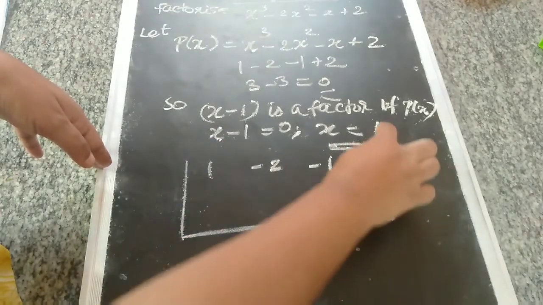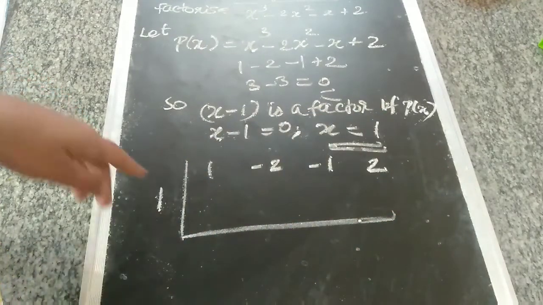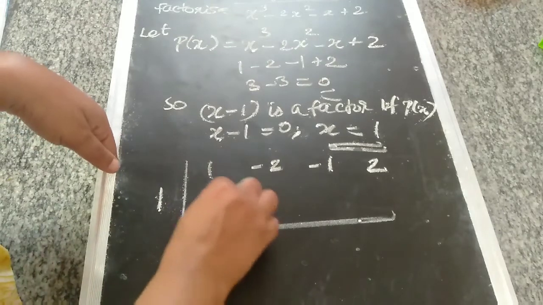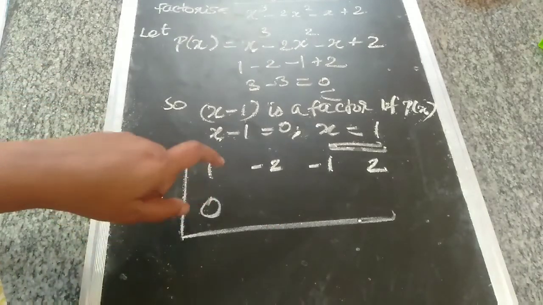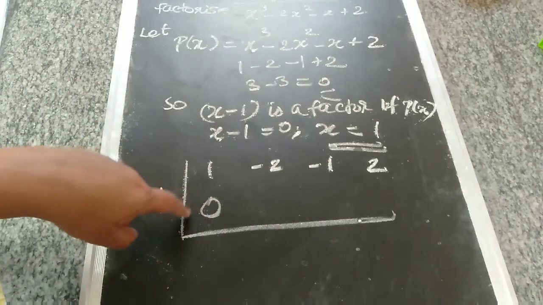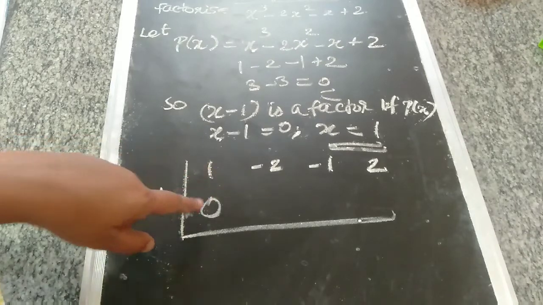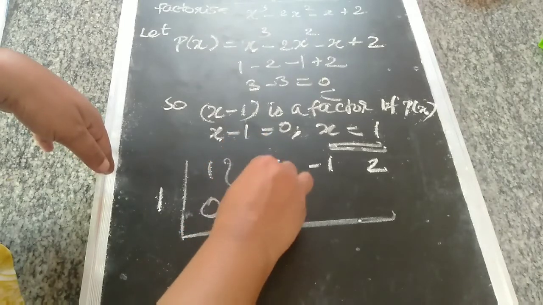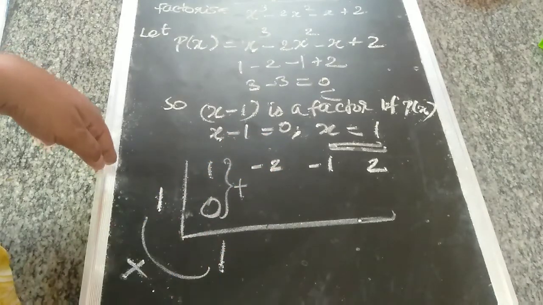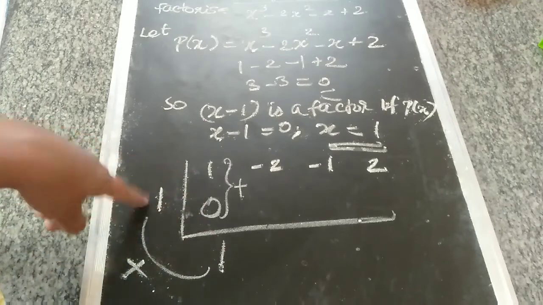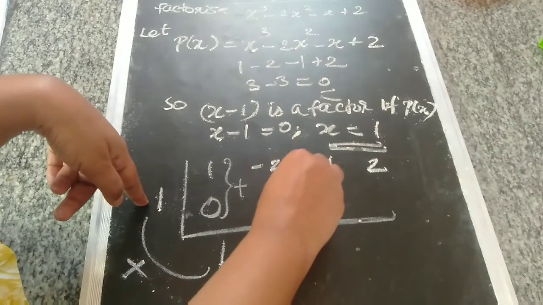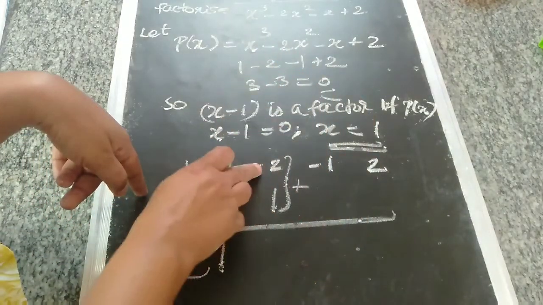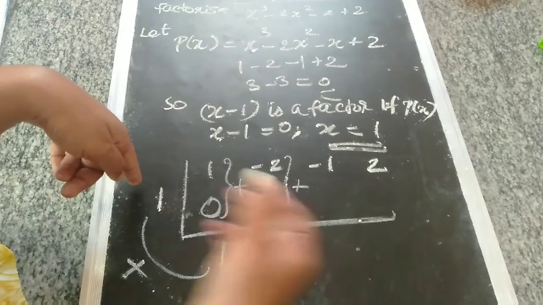So this coefficient is 1. Always in the first place you write 0. Whatever may be there, in the first place you have to write 0. 1 plus 0 is 1. You have to add these two and multiply from here to here. So 1 into 1 is 1. Now I want to add: minus 2 plus 1 is minus 1.